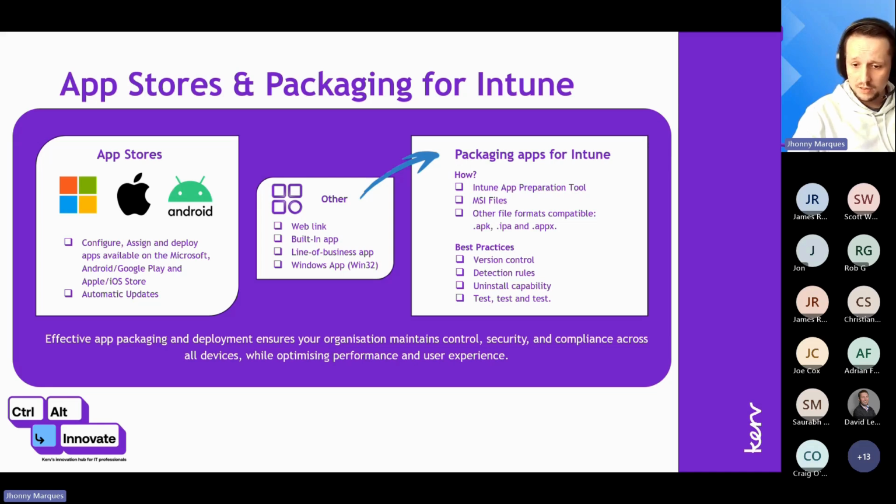That can be a web link to a SaaS environment, where you drop down a link to the user's desktop that they can just double click and go to a SaaS environment. It can be built-in apps or line of business apps, such as custom apps or finance apps, HR apps that are not readily available on stores. You can still deploy those apps as long as you have the executable for those apps, and that can be done by packaging apps into Intune.